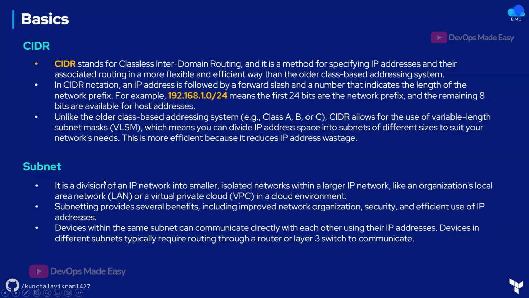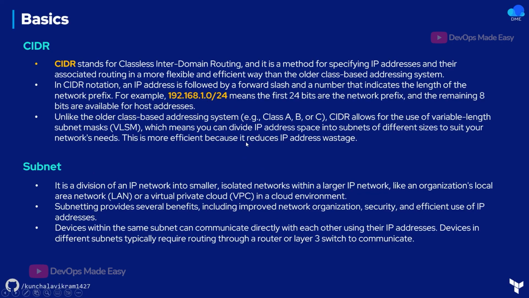So what is CIDR? CIDR stands for classless inter-domain routing. It is a method of specifying IP addresses and their range. Basically, we use CIDR notation to specify how many IP addresses we need. It is called classless because it doesn't follow class-based IP addressing, like class A, B, C, D. We can use any sort of range with any sort of prefix.